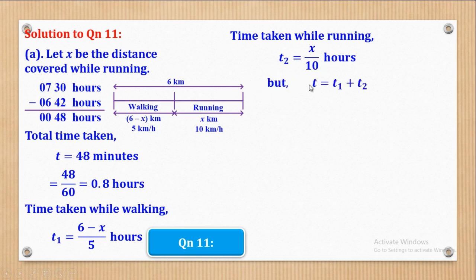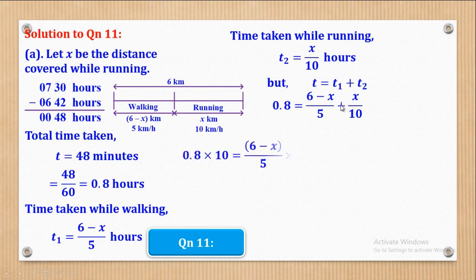But we know that the total time taken from here to here is equal to the time taken while walking plus the time taken while running. Therefore, t will be equal to t1, the time taken while walking, plus t2, the time taken while running. Now we're going to substitute. We know that t is equal to 0.8 hours, so put it here. We also know that t1 is this, put it there. And also t2 is this, put it there. Next we'll be simplifying and making x the subject.